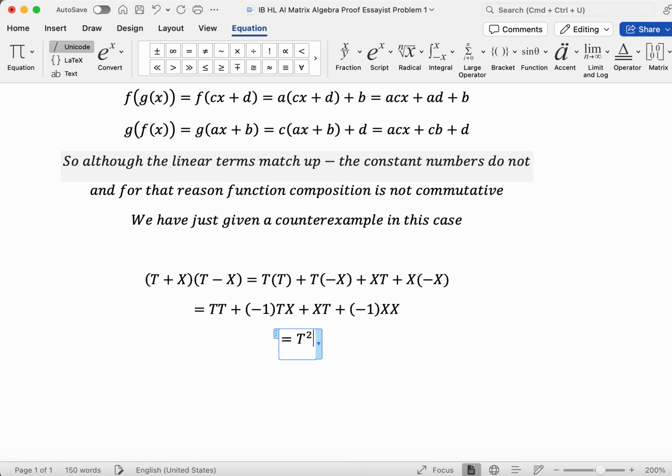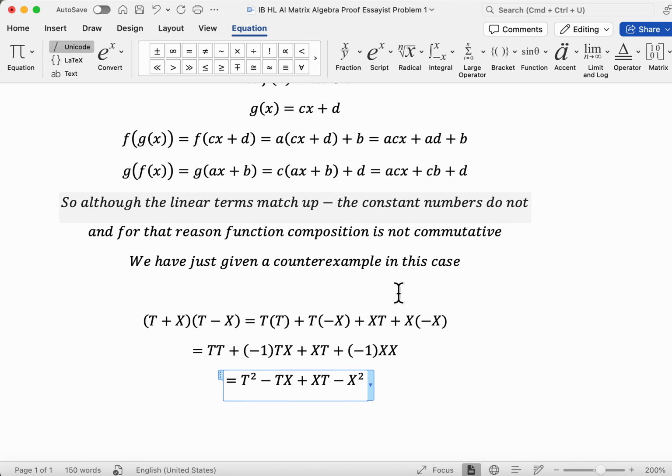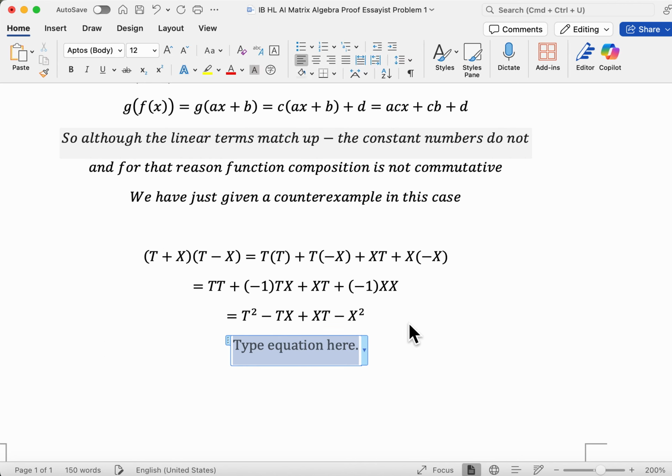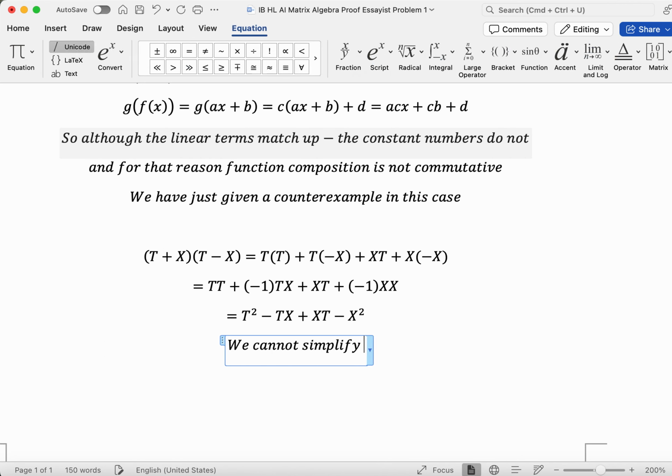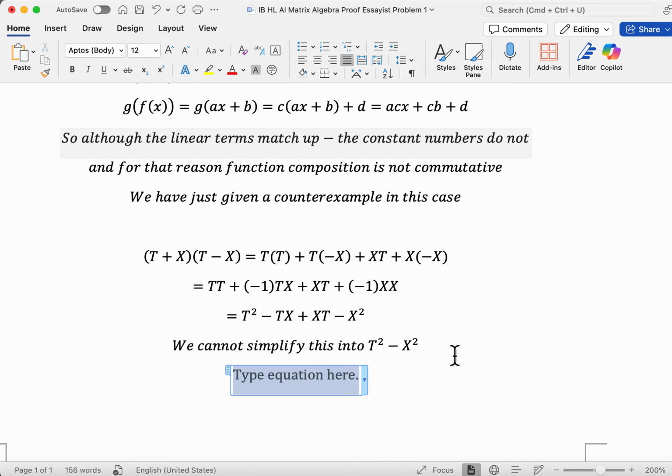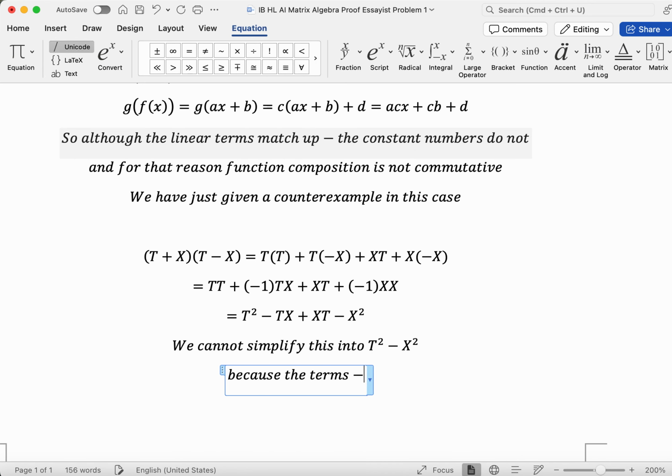Now this is t squared minus tx plus xt minus x squared. So that is the only thing that can hold in general. And no, we cannot simplify this into, what was it? Yeah, t squared minus x squared, because the terms minus tx and xt cannot cancel out with each other.